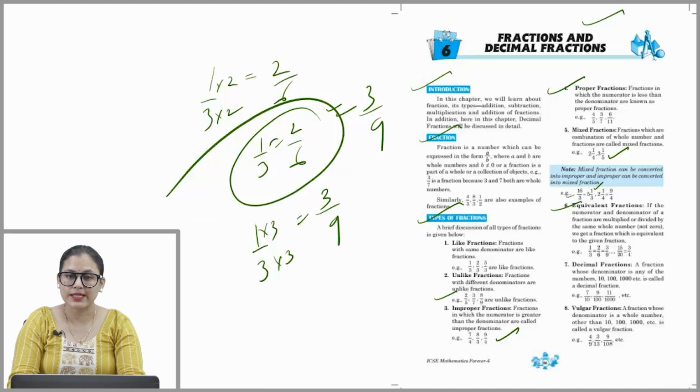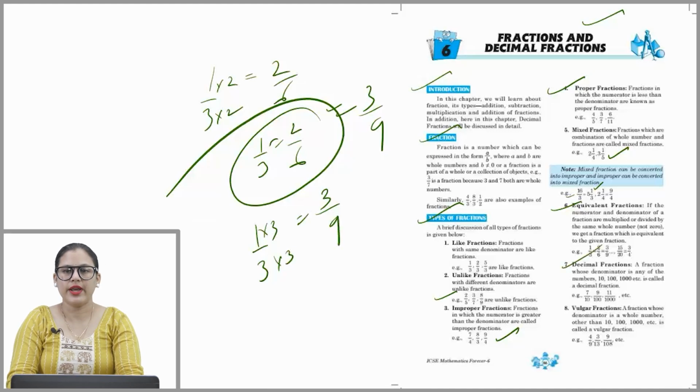Number 7, decimal fractions. A fraction whose denominator is any of the numbers like 10, 100, 1000, etc. is called a decimal fraction. For example, all these are decimal fractions. 8, vulgar fractions. A fraction whose denominator is a whole number other than 10, 100, 1000, etc. is called a vulgar fraction. Okay, for example, all these are vulgar fractions.